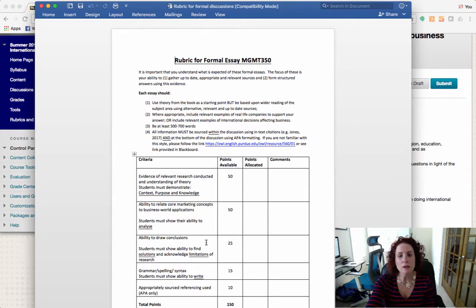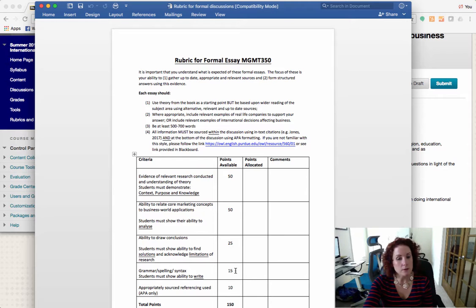The other thing I really need you to do at this stage, because it's a 300 level, is that you need to start drawing conclusions. Can you find solutions to problems? Can you suggest that there are limitations to this? Can you draw conclusions which show me that you're a critical thinker? And for that, there are 25 points.